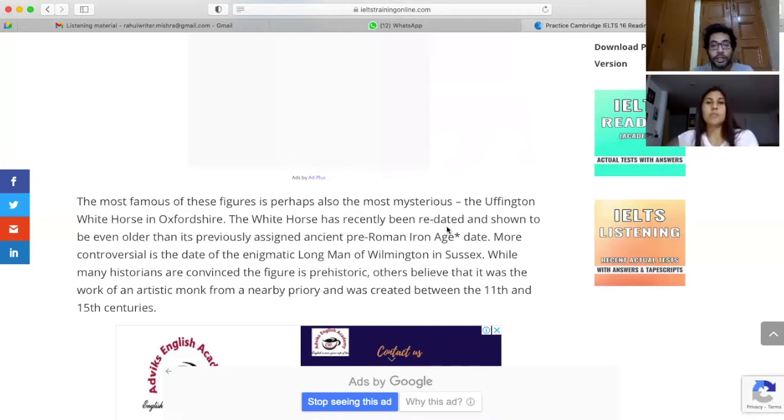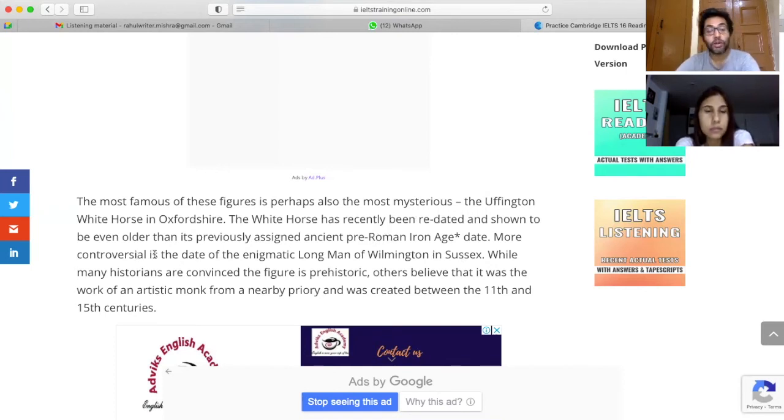Has been redated, shown to be even older than its previously assigned ancient pre-Roman Iron Age date. So there was a time when it was thought that this white horse was from the pre-Roman Iron Age. But new theories have come which show that it might be even older than the pre-Roman Iron Age date. That is what this is saying.